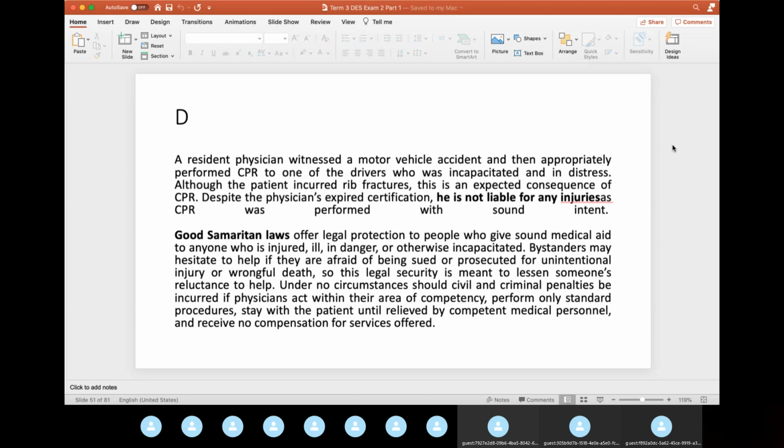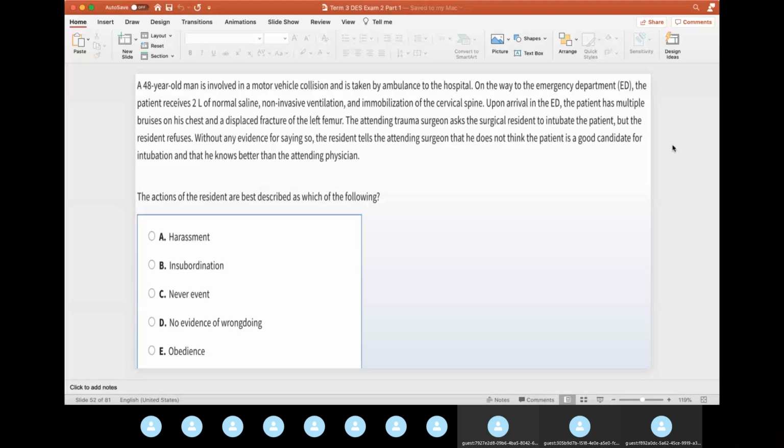Excellent. They offer legal protection to people who give medical aid to anyone who is injured or otherwise incapacitated. Right? So why do we have Good Samaritan laws? This is meant to lessen someone's reluctance to help. Okay? Under no circumstances should civil and criminal penalties be incurred if physicians act within their area of competency, perform only standard procedures, stay with the patient until relieved by competent medical personnel, and receive no compensation for services offered. So it is legal protection for anyone who is injured, ill, or in danger. Excellent. Next.